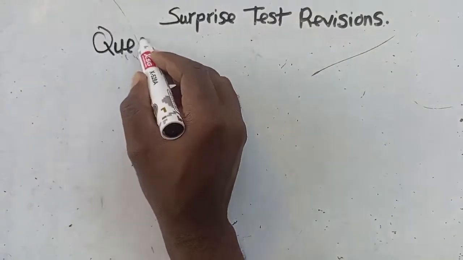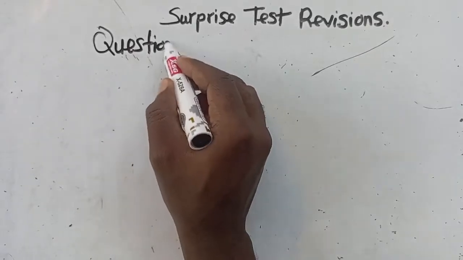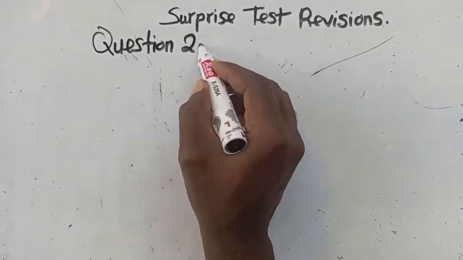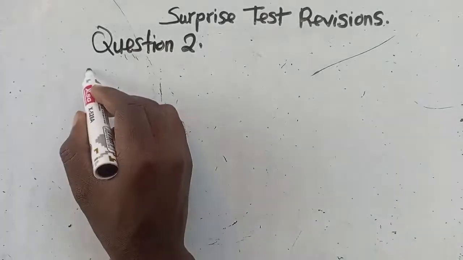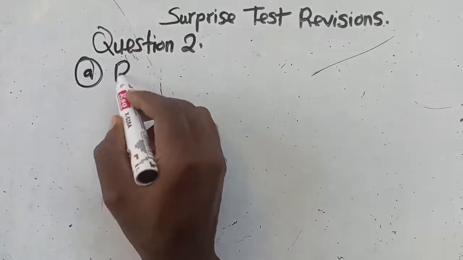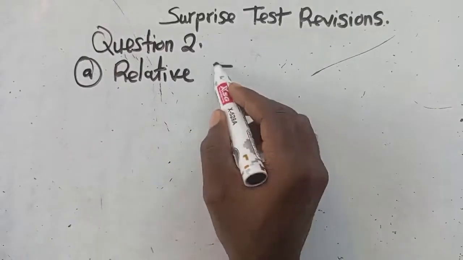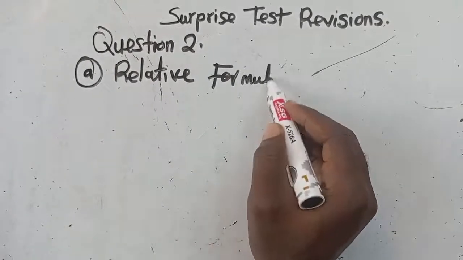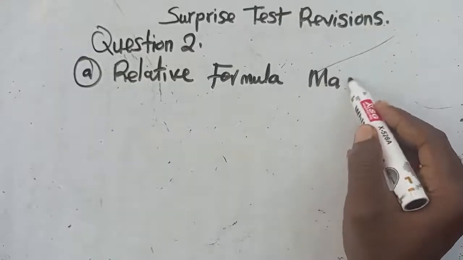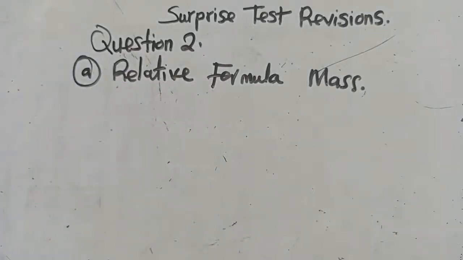We now go to question number 2. So I just want us to revise through this. Question 2a was telling us to work out the relative formula mass. This was the question. You were told to find the relative formula mass.